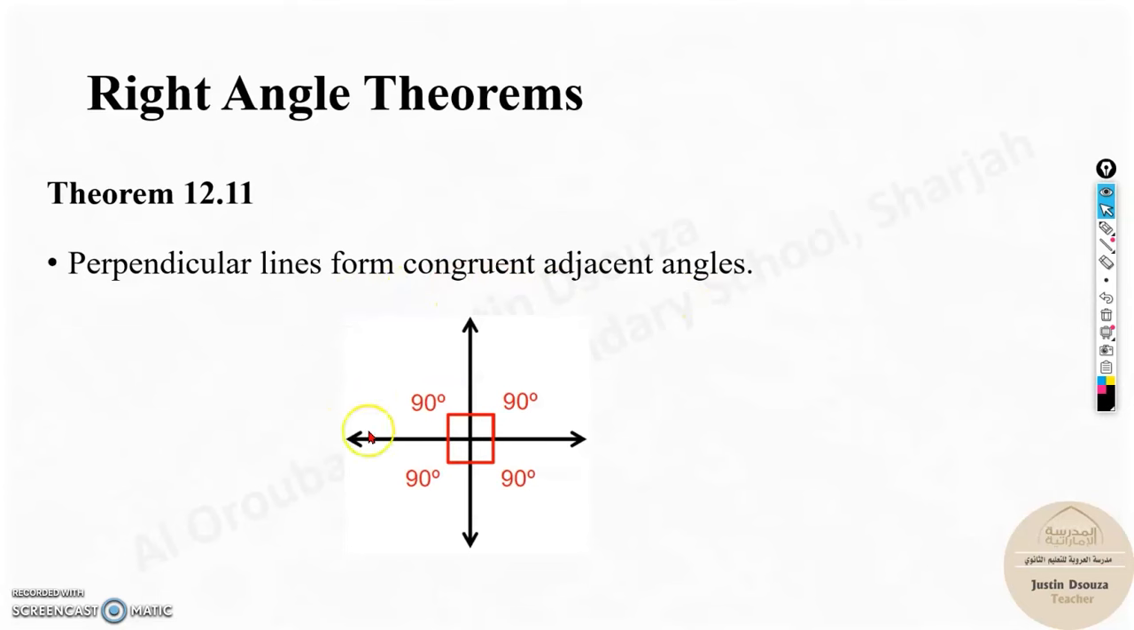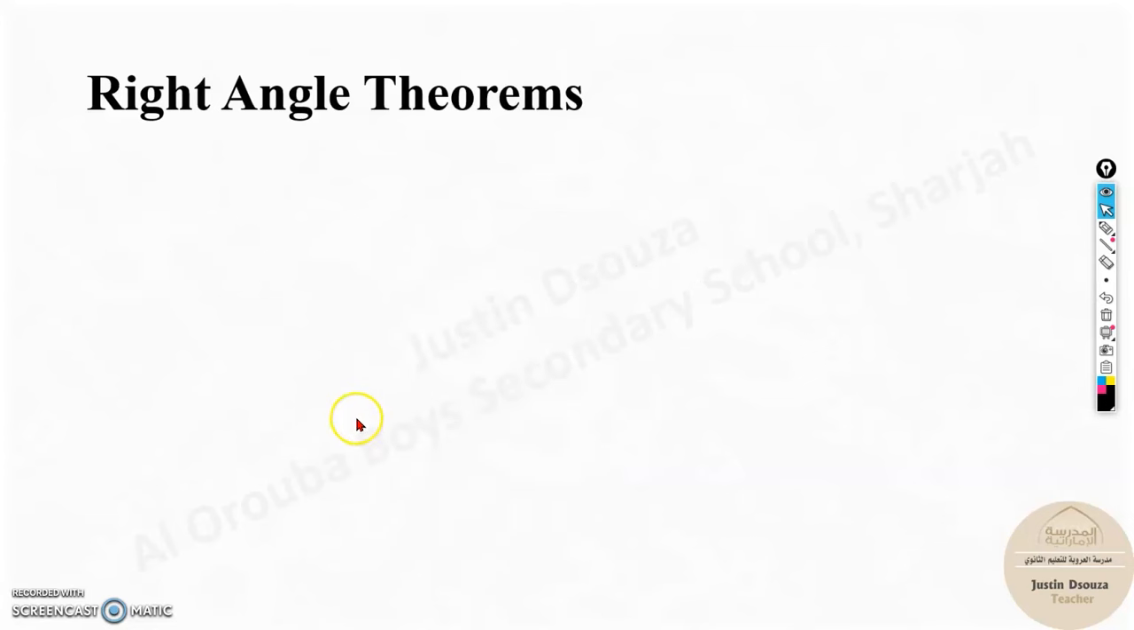Now over here, whenever there are perpendicular lines, we know it's always right angles, right? So if there is one right angle formed, even the other side will be a right angle. That means the adjacent angles, the angles which are next to each other, are congruent. And they are congruent. Why? Because perpendicular lines form 90 degrees everywhere and the adjacent angles are congruent.